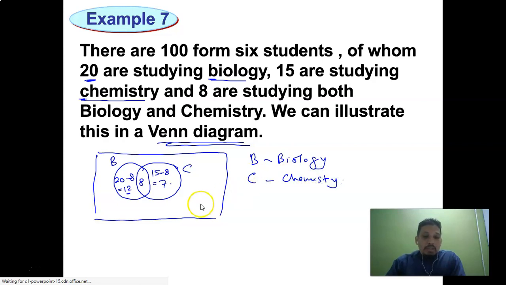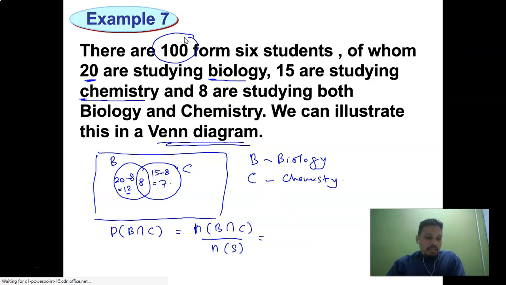Okay, now the probability of a student studying both biology and chemistry equals the number of students taking biology and chemistry divided by the number in S here, or the whole student body, which is 100, equal to 8 divided by 100, or 0.08. Okay.